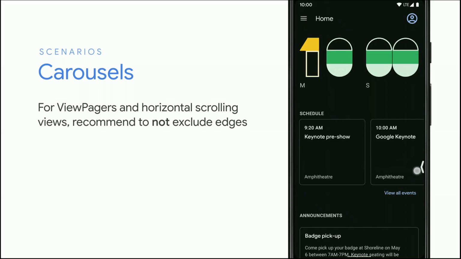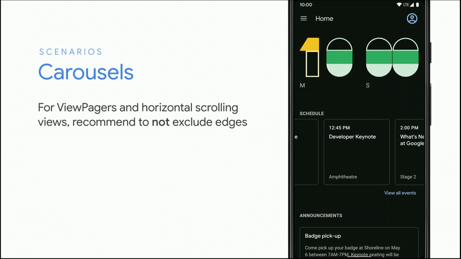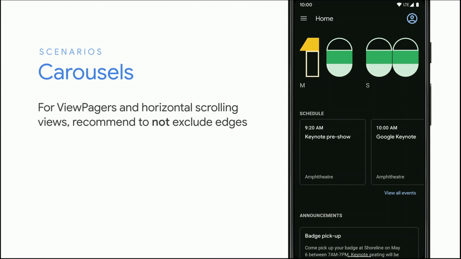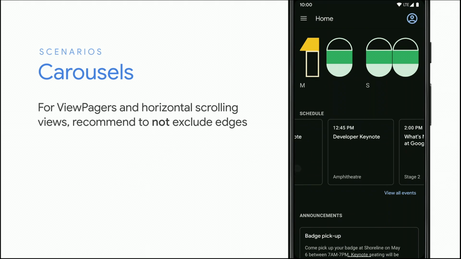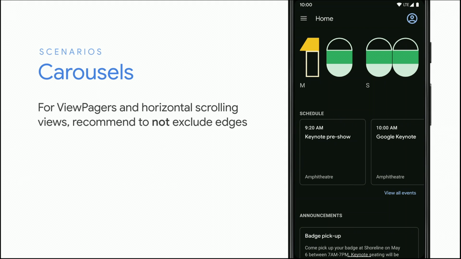The next scenario is carousels. By that we mean ViewPagers or any horizontally scrolling lists like RecyclerViews. Now, one thing we don't really want is for apps to set exclusion rects everywhere, because that's a problem for users. If an app sets exclusion rects all across the left and right zones, the user's not going to know where they can actually trigger back.